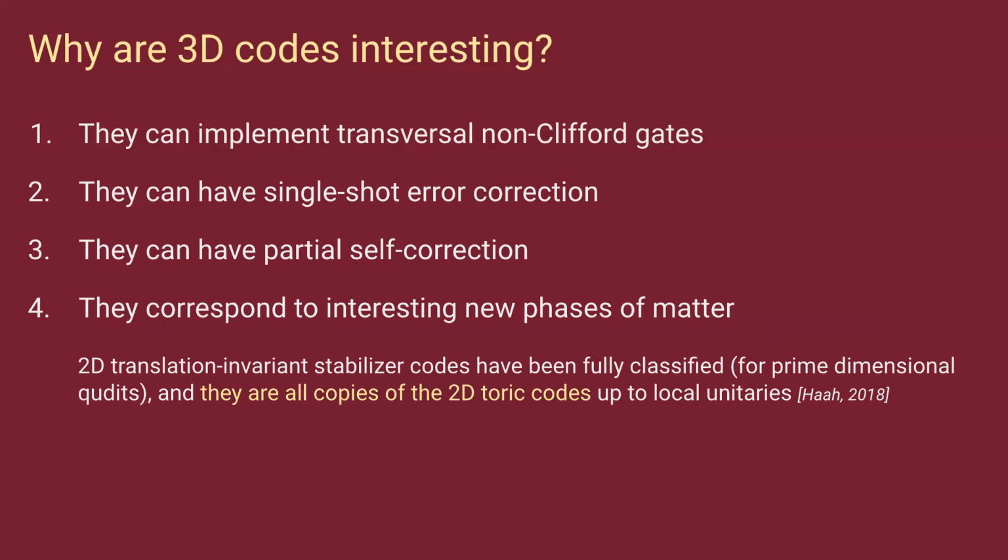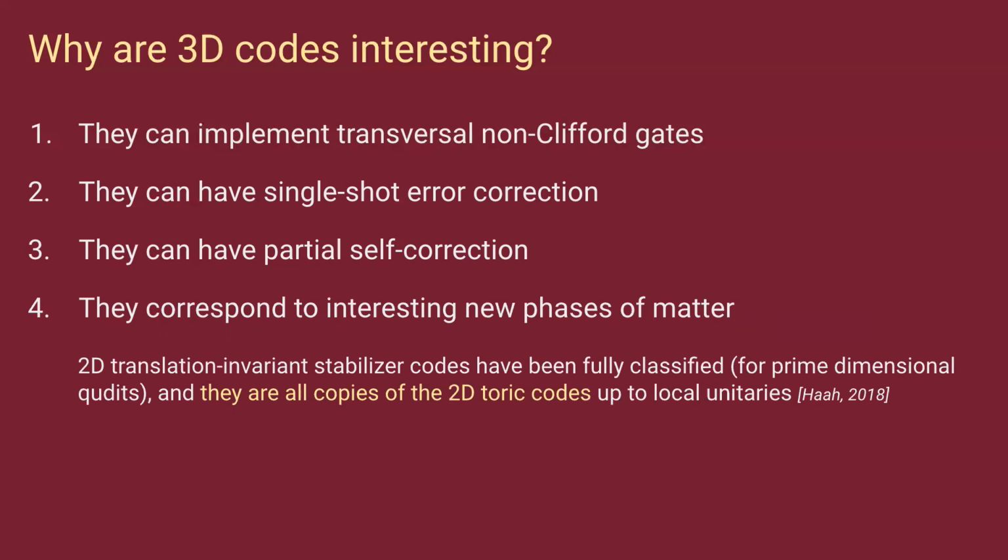And so finally, they correspond to new phases of matter that I think are pretty interesting. One reason they are interesting is because, for instance, we know that 2D translation invariant stabilizer codes have been fully classified for prime dimensional qubits, and they are all copies of the 2D toric code. So this has some caveats.